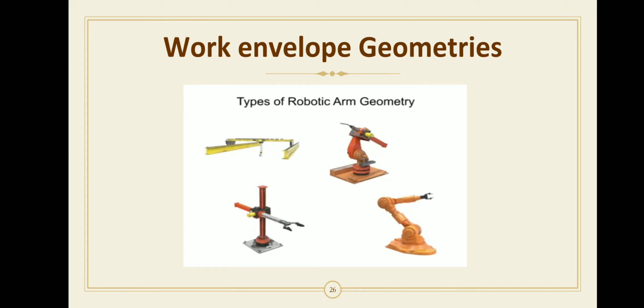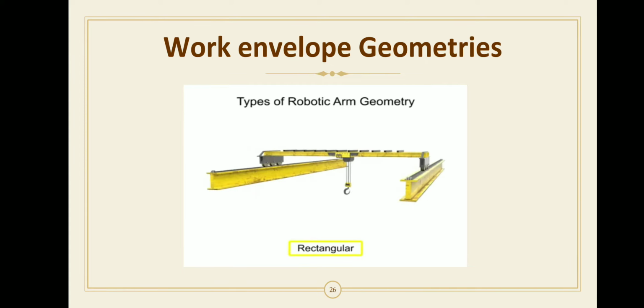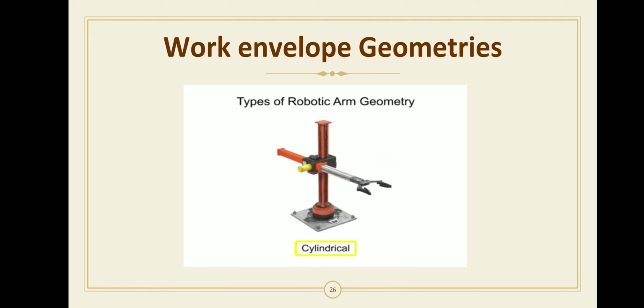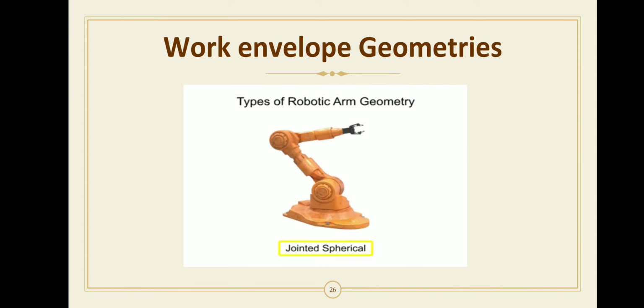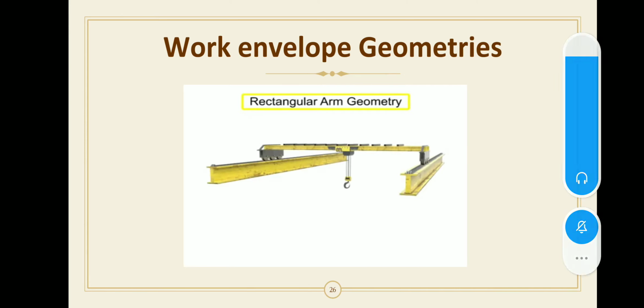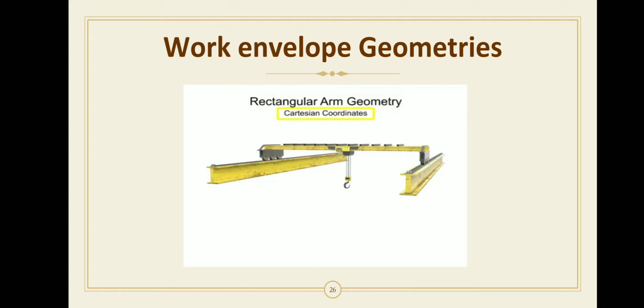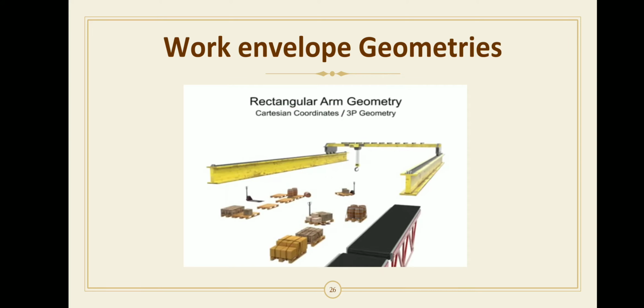There are four main types of robotic arm geometry: rectangular, cylindrical, spherical, and jointed spherical. Robots with rectangular arm geometry use Cartesian coordinates and move linearly along each of the x, y, and z axes. This type of movement is also called 3P geometry, where the P stands for prismatic or linear motion. This type of geometry is most commonly used with pick and place or large overhead mounted robots.